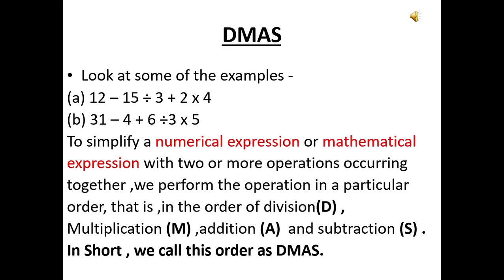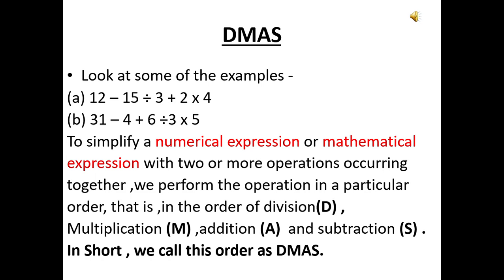This is called a numerical expression or mathematical expression in which two or more operations are occurring together. So how are we going to solve this one? To simplify such an expression, we perform the operations in a particular order. That is, in the order of division, multiplication, addition, and subtraction. In short, we call this order DMAS.